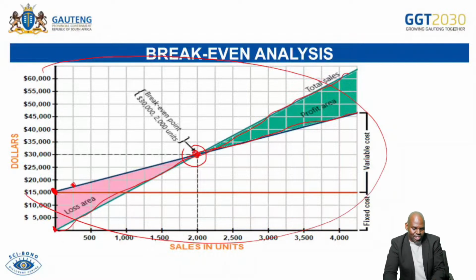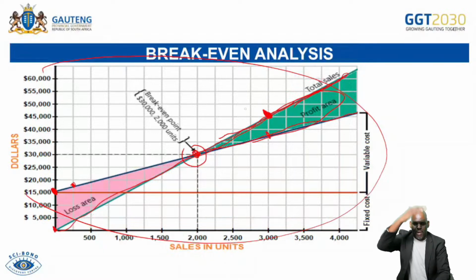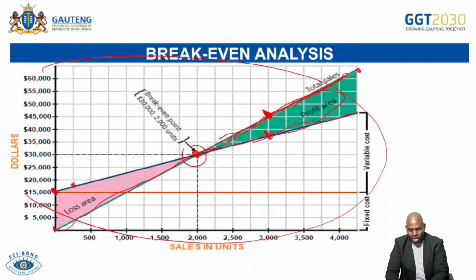But after that, what is happening? You can see that now the graph of income, total sales, is above the graph of expenses. So anywhere in this area, if I look at this point, I can see that income is bigger than expenses, or income is above expenses. So therefore, in this case, the business would make a profit. Even if I choose this point, I can see that the point of income is above the point of expenses. So it means the business is making a profit there.